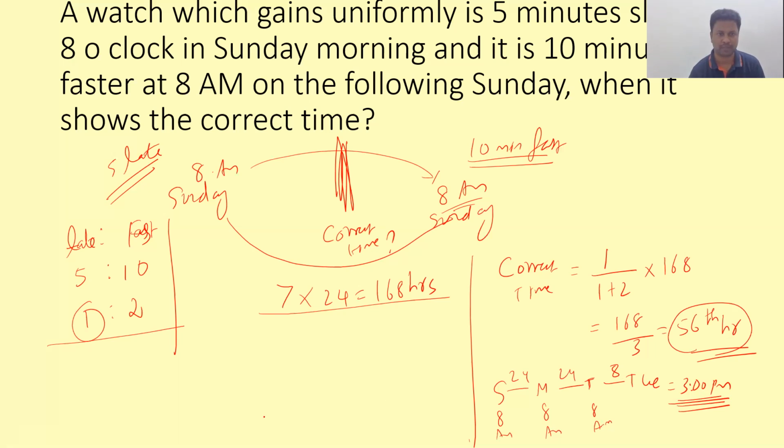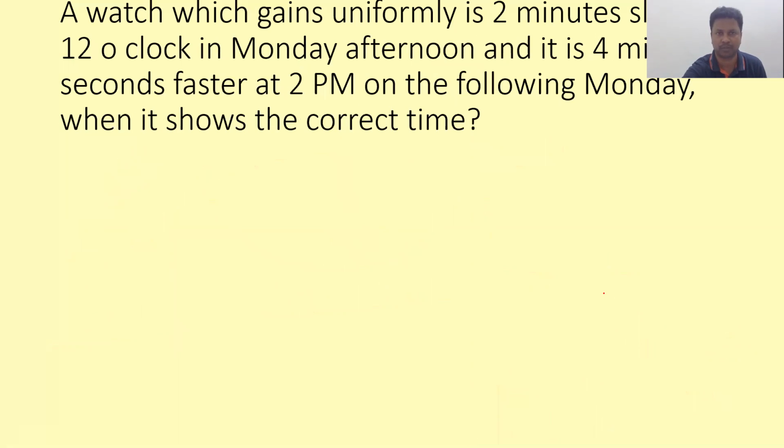What you want to do? First make the ratio of fast and late, and the interval between the two times, and then get the correct time like this. Very, very important: the first part must be in the numerator, the total must be the denominator. I'll do one more question.